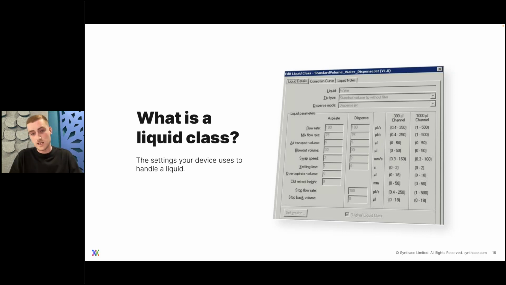So a liquid class is effectively the device-specific parameters that can be changed to affect how your device handles a liquid. It comes in the form of this window on the right-hand side here. This is from Hamilton's Venus software, I believe, and I just had to include it because I love this retro Windows 98 aesthetic. But liquid handlers will also have this. And it's here that we can account for the liquid's specific properties, be it density, viscosity, surface tension, whether it forms clumps or settles at the bottom of a container.